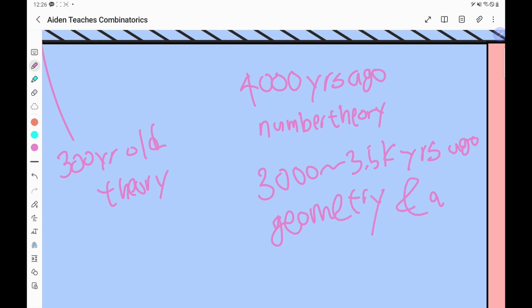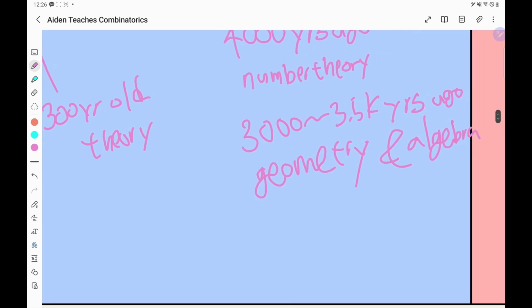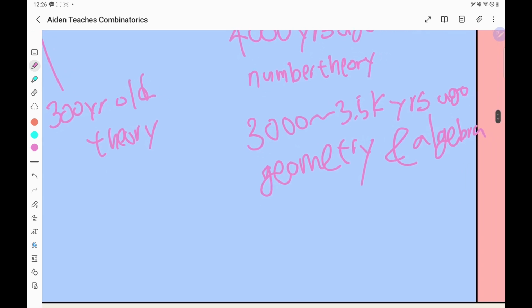So, what is geometry and algebra? Geometry, my pronunciation is weird because I'm South Korean. I say geometry, not like geometry. So I should put focus on the geometry.